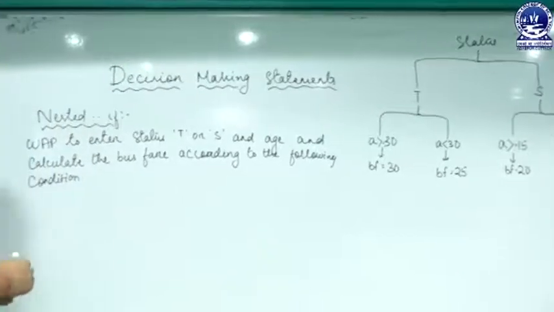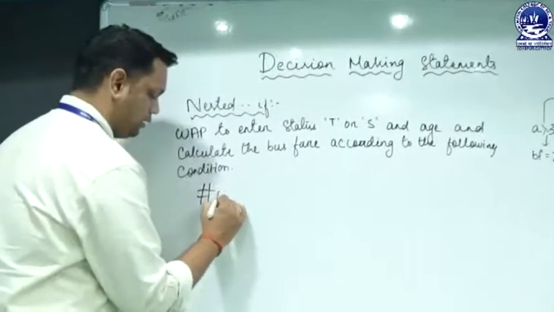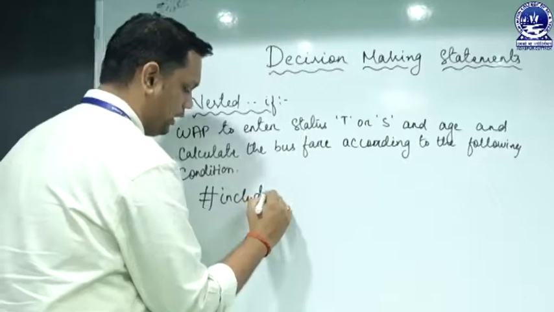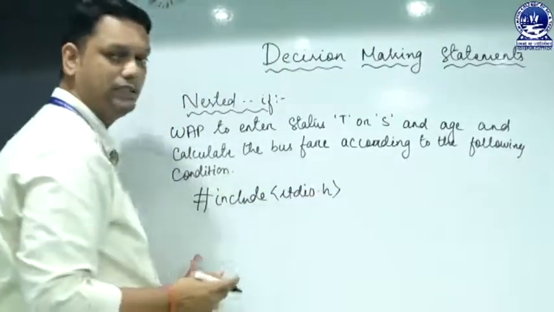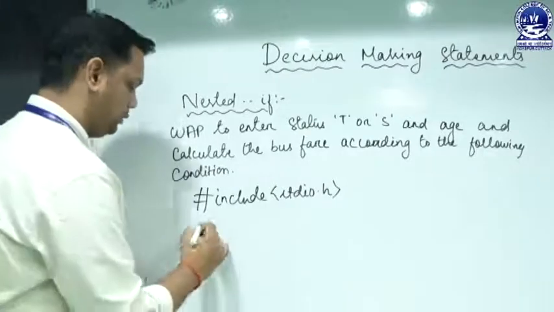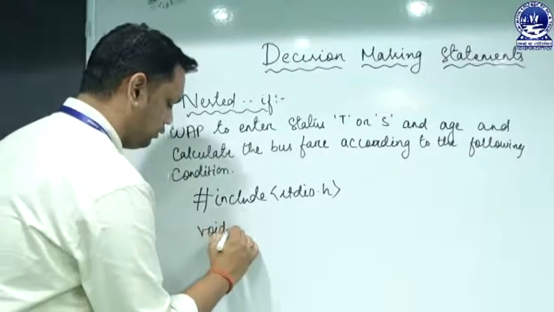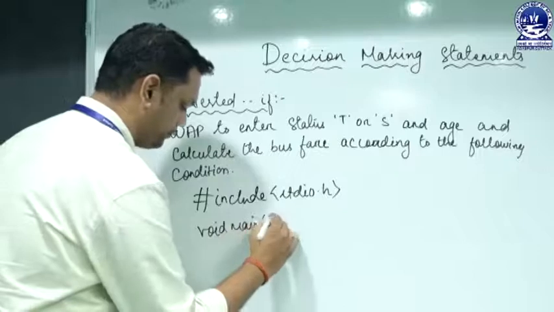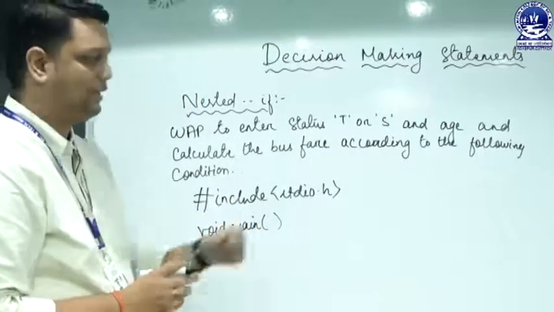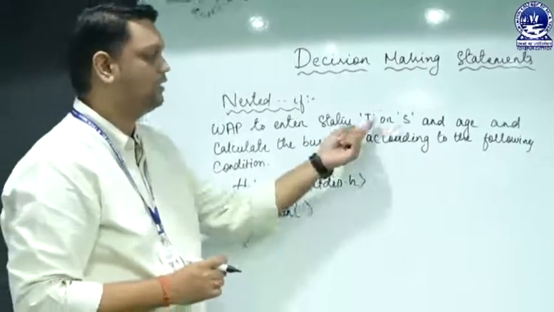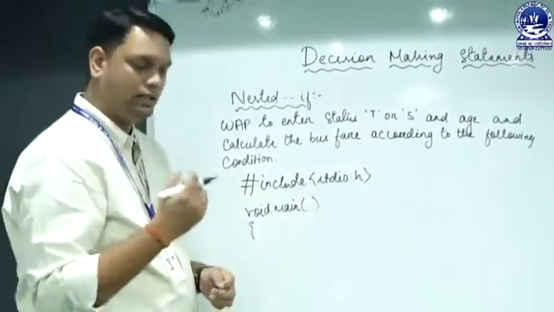So as our program starts with #include <stdio.h>, which is the general syntax of a C program, then we will write void main. Now I have to enter the status T or S. As this is a character, I must take a character data type.